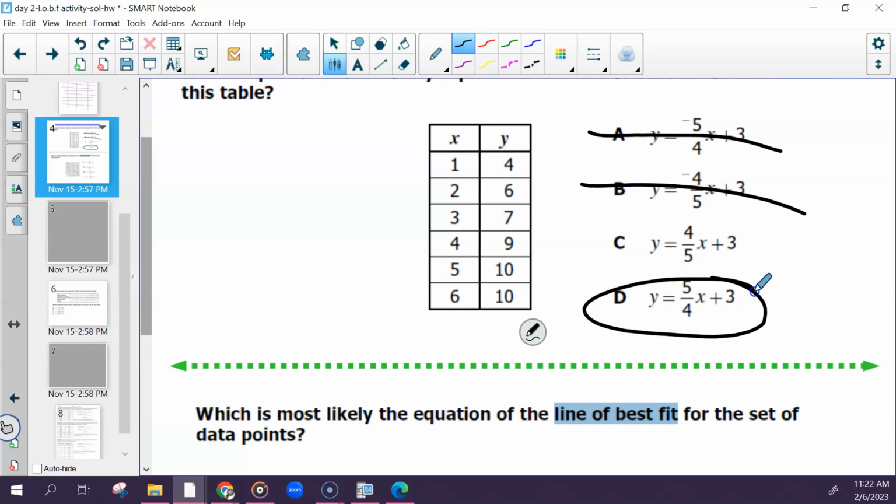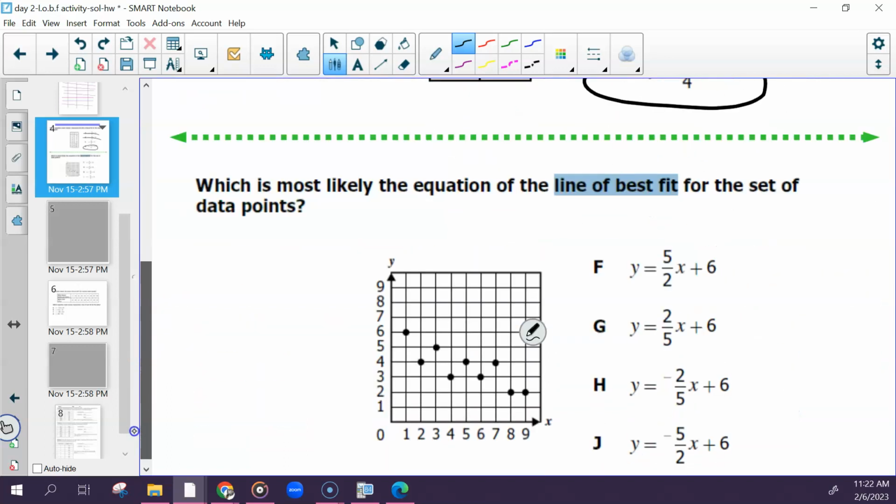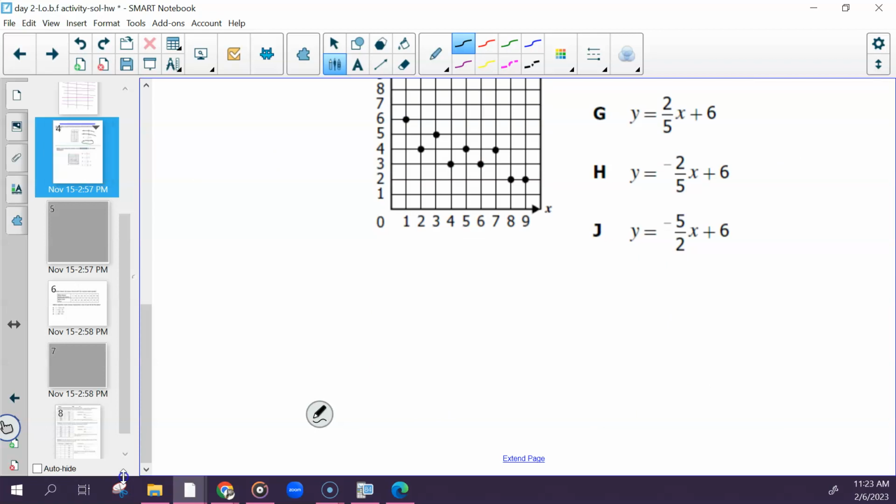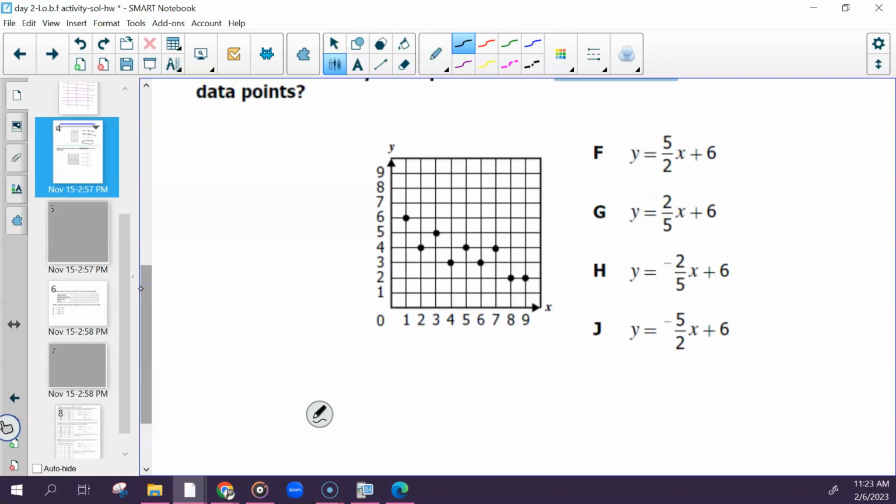Questions on that one? Now, this next one, you could find the x and y coordinate of each point, put those in. That would take a while. Because it gave you a graph, though, and it gave you answers for this, you could graph these lines on here and see which one best fits it. But first, let's eliminate some.